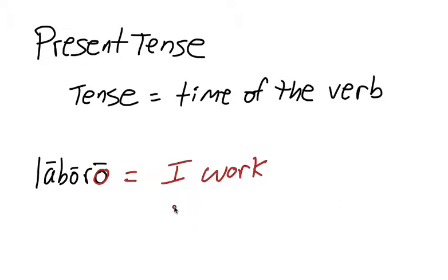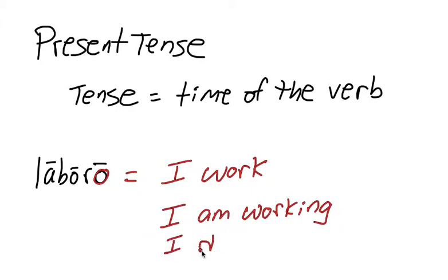You can say I work, I am working, or I do work. And these actually have names. So I work would be called simple, I am working would be called progressive, and I do work would be called emphatic. You don't need to know those, but they do exist.